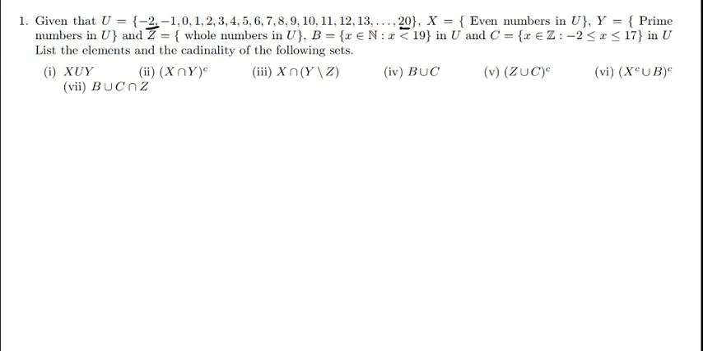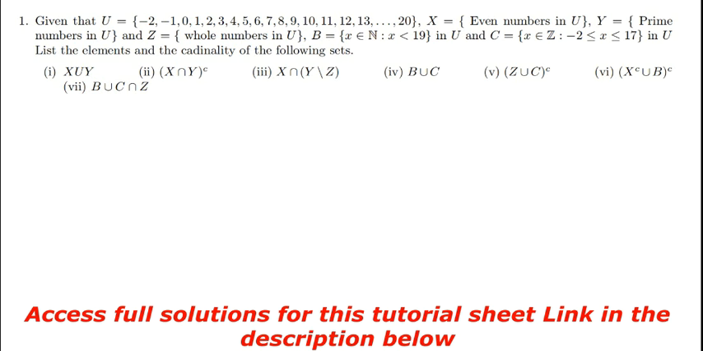Then it has got subsets. Subset X is the even numbers in the universal set. Y is the prime numbers in the universal set. Z is the whole numbers in the universal set. Then B has got natural numbers less than 19. Then C has got integers starting from -2 all the way up to 17. So the question is saying, list the elements and the cardinality of the following sets. Before we start answering this question, let's first come up with the actual elements of these subsets. So let's start with set X.